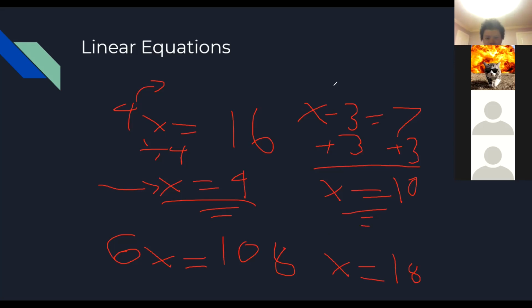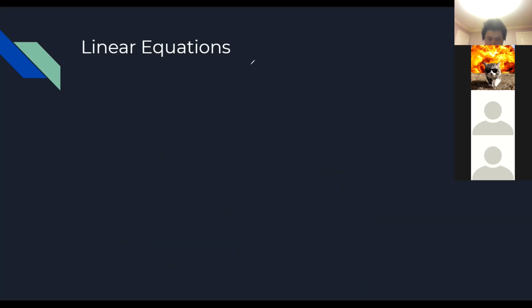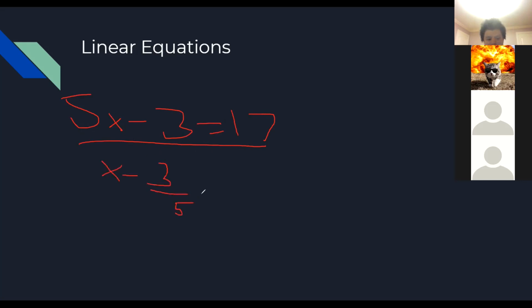Now moving on to more complex linear equations. If we had, say, 5x minus 3 equals 17, first, we can't divide by 5 immediately, since it would devolve into x minus 3/5 equals 17/5, and you don't really want to add fractions. It's more burdensome. But you could do it any way you wanted.